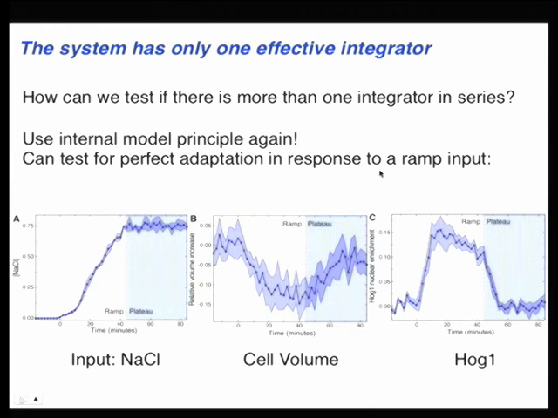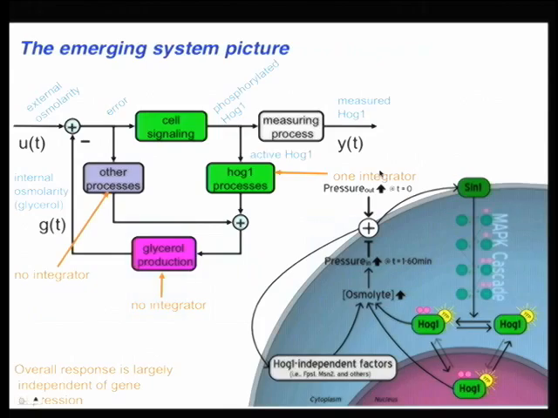What you see in these experiments is that the Hog1 level and the volume don't perfectly adapt. They only do so after you reach the plateau. Then they quickly perfectly adapt. So this shows that the system has effectively just 1 integrator, not 2 or 3, because that was also the trick. It has exactly 1. And that's pretty much what we found for this system.